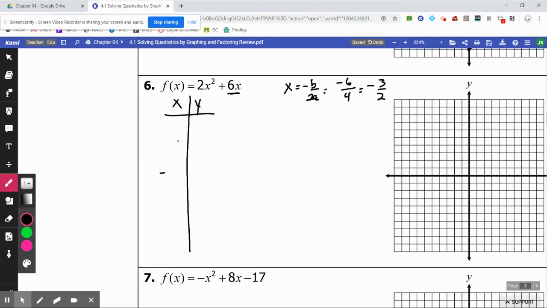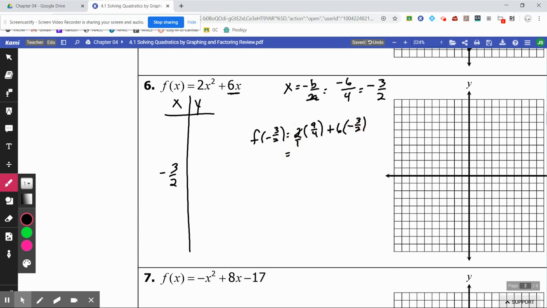x, y, -3 halves. Let's find f of -3 halves. And again, this one you can leave in fraction form if you'd like. You can do fractions or decimals there. You could do -1.5. We're going to do 2 times -3 halves squared. To square a fraction, you square the top and you square the bottom. So it'd be 9/4. And then a plus 6 times a -3 halves.